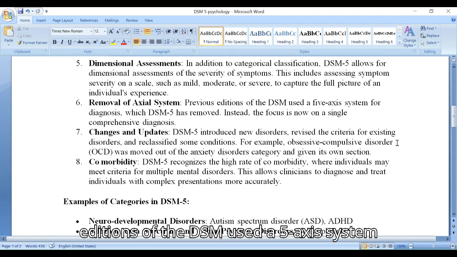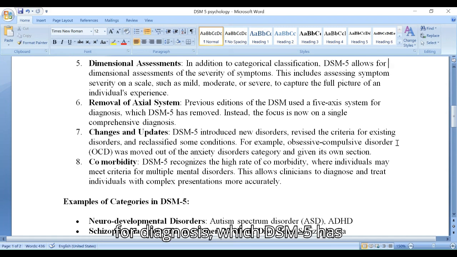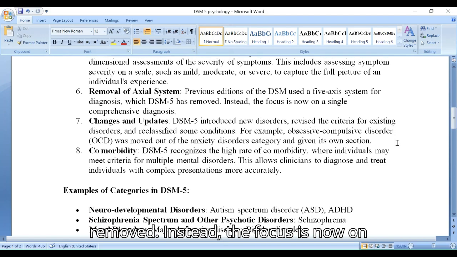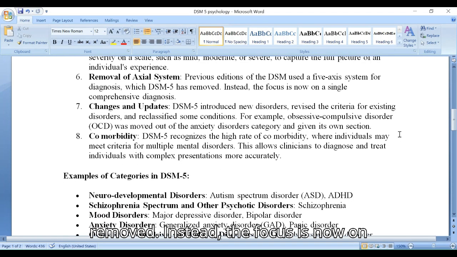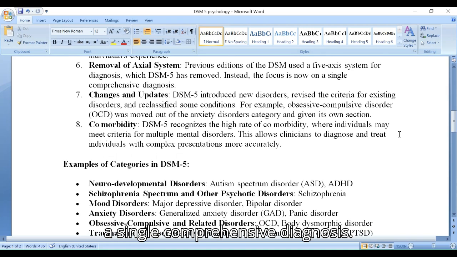6. Removal of axial system. Previous editions of the DSM used a 5-axis system for diagnosis, which DSM-5 has removed. Instead, the focus is now on a single comprehensive diagnosis.